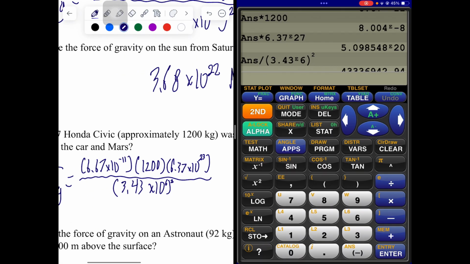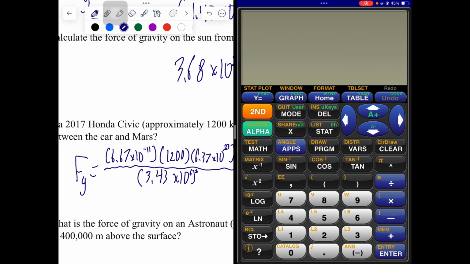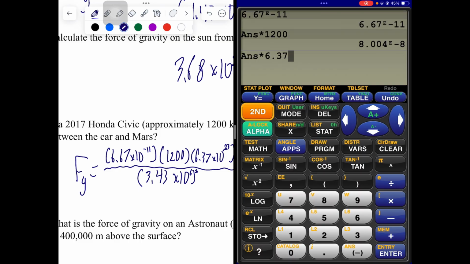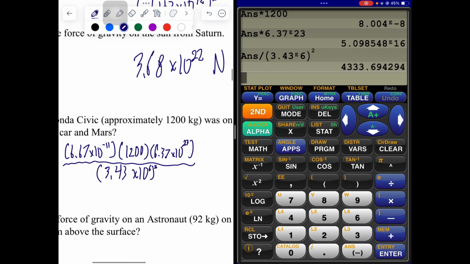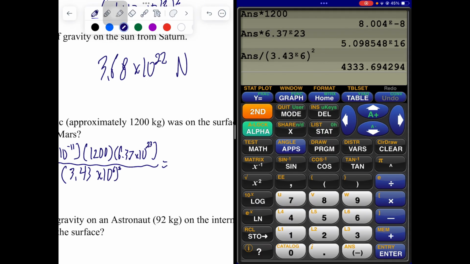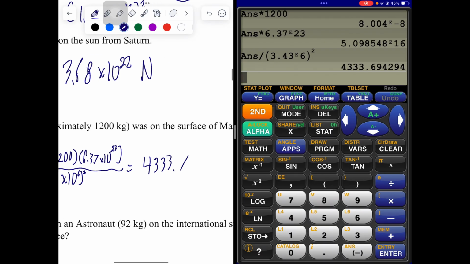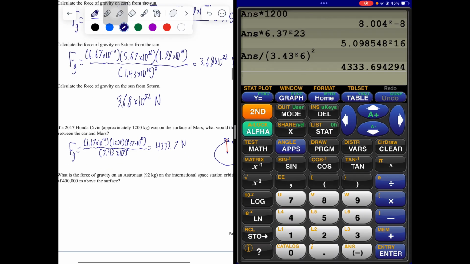Okay. And we will redo our calculations. Let's clear this out. 6.67 times 10 to the negative 11, excellent, times 1200, times 6.37, times 10 to the 23rd, divide by 3.43 times 10 to the 6th squared. That makes much more sense. 4,333, we'll round it to 7 newtons.